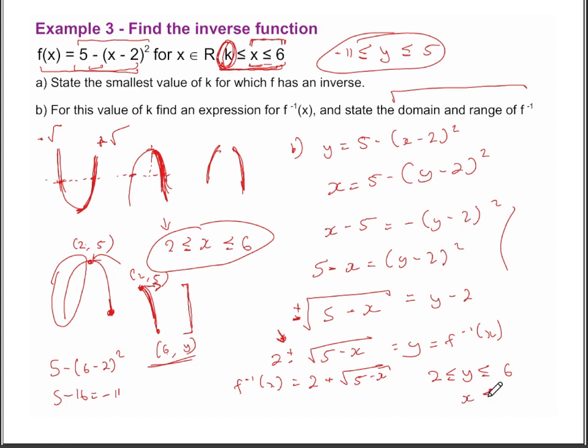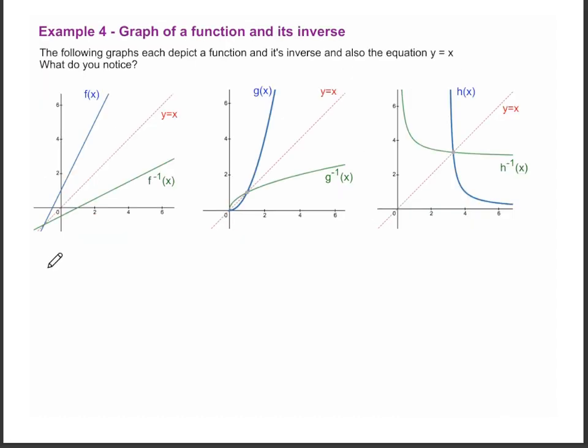So x less than or equal to 5, which is greater or equal to negative 11. And that's going to be our range and our domain of our inverse function, using the fact that the domain of the inverse is the range of the original function, and the range of the inverse is the domain of the original function. Next, I want to talk about how the graph of a function and its inverse are related.